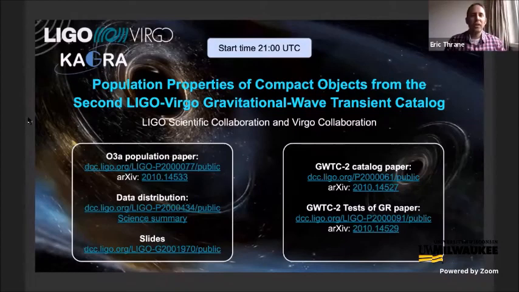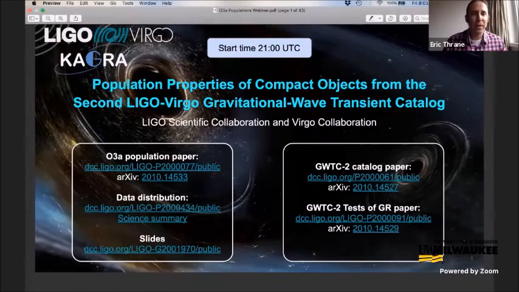Today's talk is on the population properties of compact objects from the second LIGO Virgo Gravitational-Wave Transient catalog. We encourage you to ask questions during the talk using the Q&A feature, which, depending on your Zoom, is either at the bottom here or at the top here. Basically, you can type questions and our panelists will be able to answer some of them as the talk goes. We'll also take some questions via that Q&A feature at the end and give you verbal responses. And with that, I'm going to mute myself and we will begin our talk.